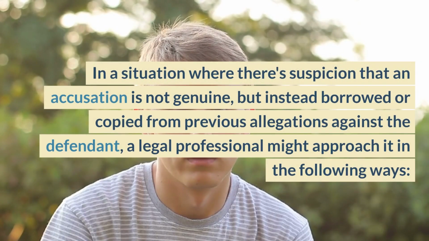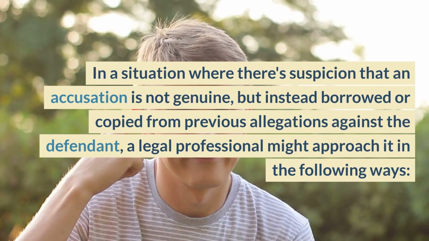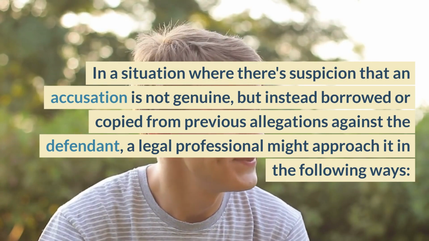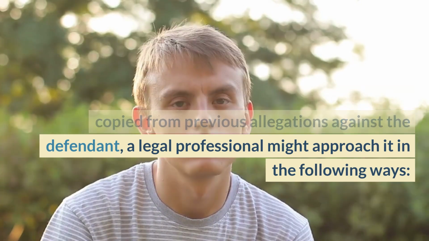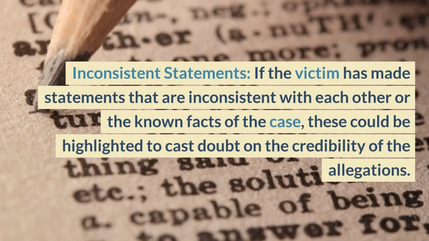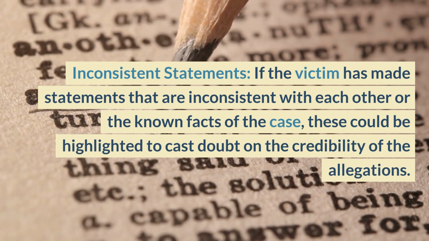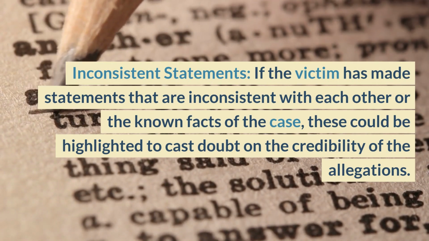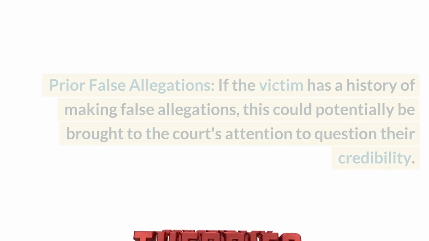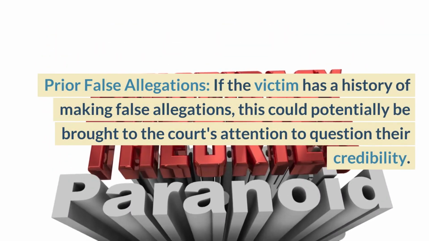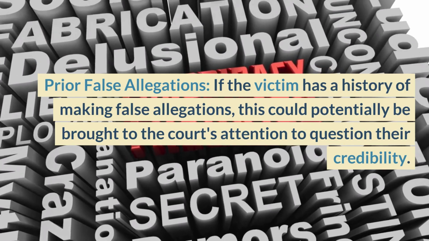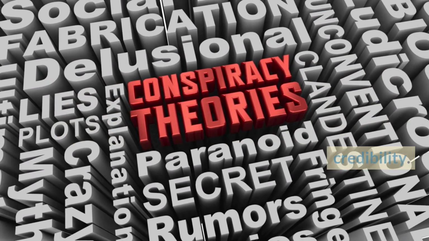In a situation where there's suspicion that an accusation is not genuine, but instead borrowed or copied from previous allegations against the defendant, a legal professional might approach it in the following ways. Inconsistent statements. If the victim has made statements that are inconsistent with each other or the known facts of the case, these could be highlighted to cast doubt on the credibility of the allegations. Prior false allegations. If the victim has a history of making false allegations, this could potentially be brought to the court's attention to question their credibility.